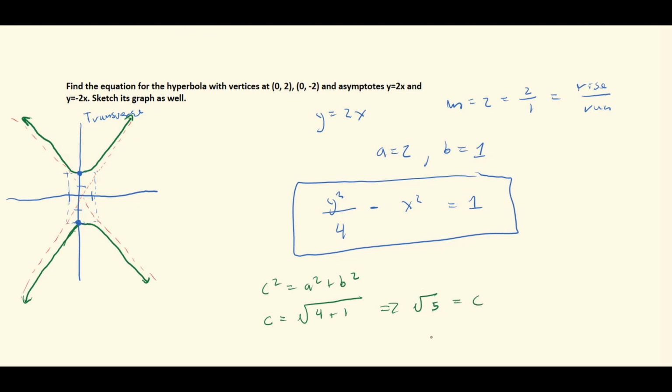So our two foci are going to have the coordinates 0 and then plus and minus the square root of 5. And the foci, once again, are always going to be on the transverse axis. So that's how we know it's going to be somewhere here. And this is going to be their 2 points. So one has the point 0, square root of 5, and the other one is 0, negative square root of 5.